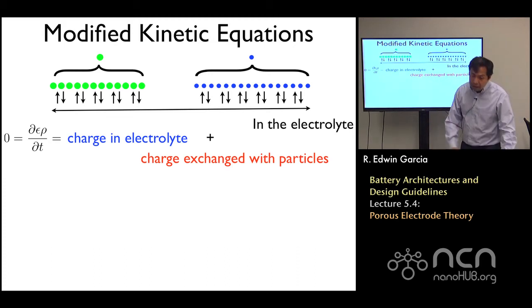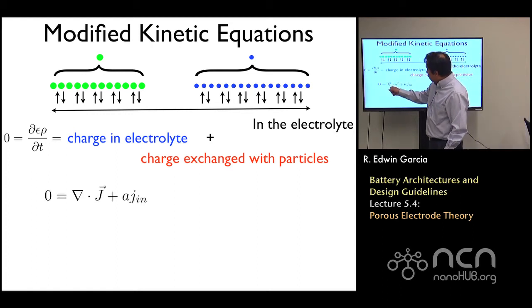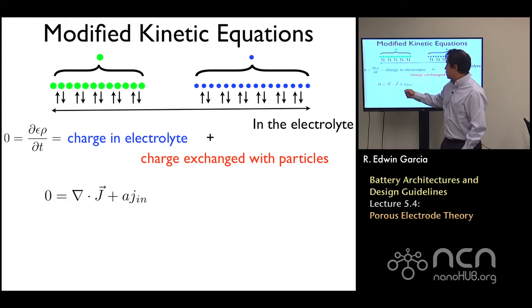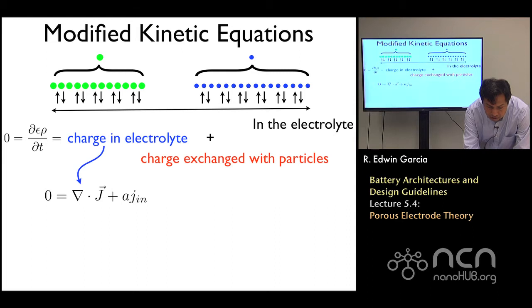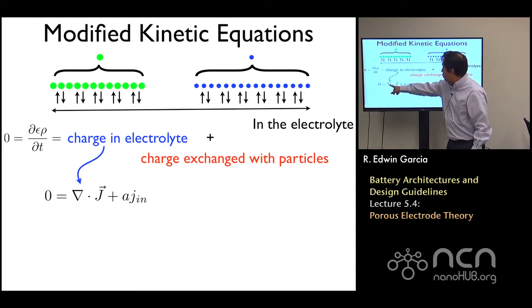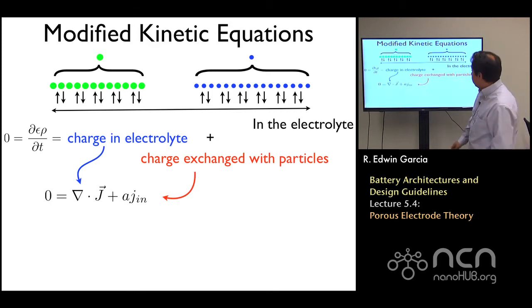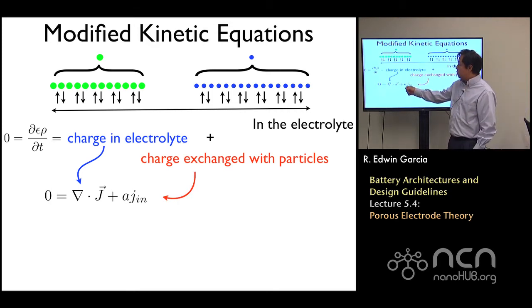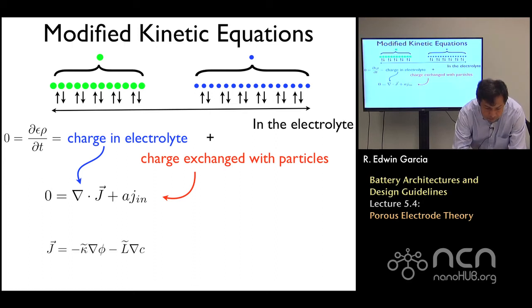Mathematically it's written the exact same way. You can see that the charge accumulation is going to be related to how much charge has been reacted per unit volume in each of those particles, and it is the exact same idea. That charge in the electrolyte would correspond to this relationship, and the other term corresponds to basically the Butler-Volmer relationship as we have defined it.